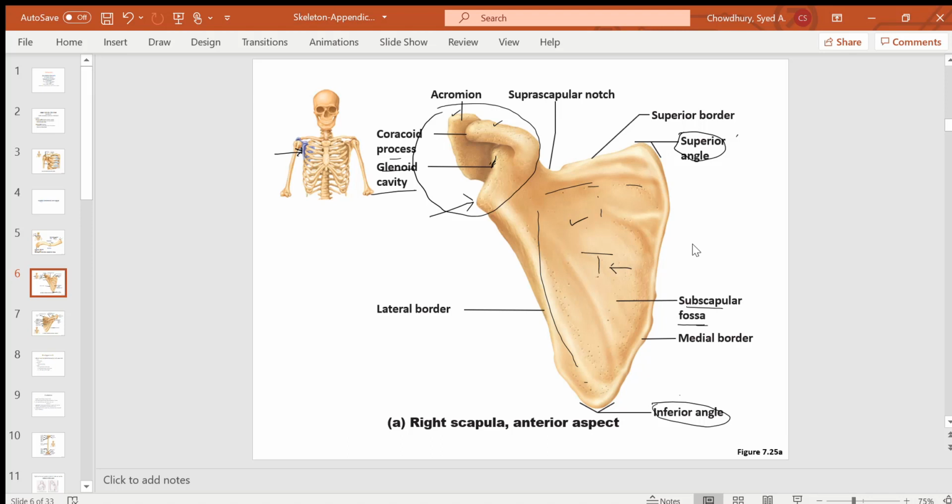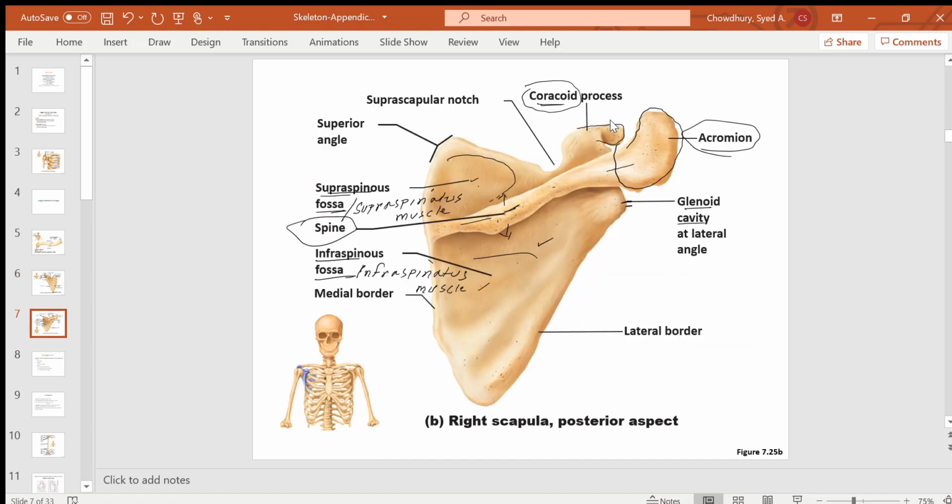So here you see this is the glenoid cavity at the lateral angle, and acromion and coracoid process. Okay, scapula has three borders. This is the superior border, this is the medial border, and this is the lateral border. In the superior border you'll see a notch, U-shaped area, and that is called suprascapular notch. Supra means above the scapula notch. So those are the features of the scapula.